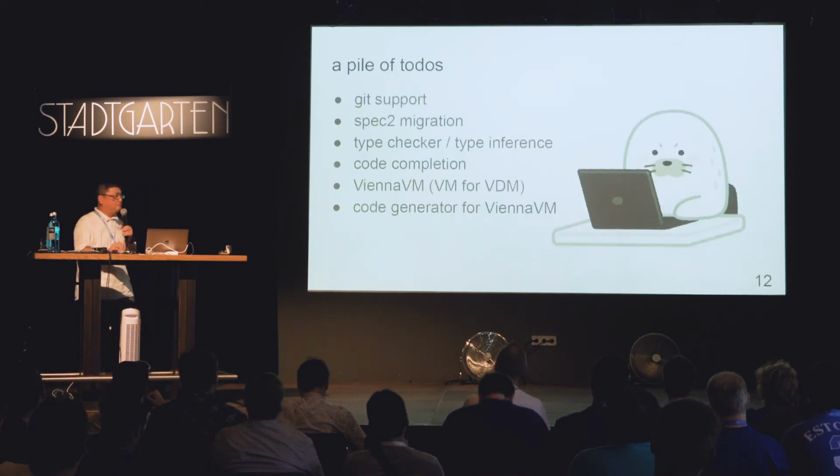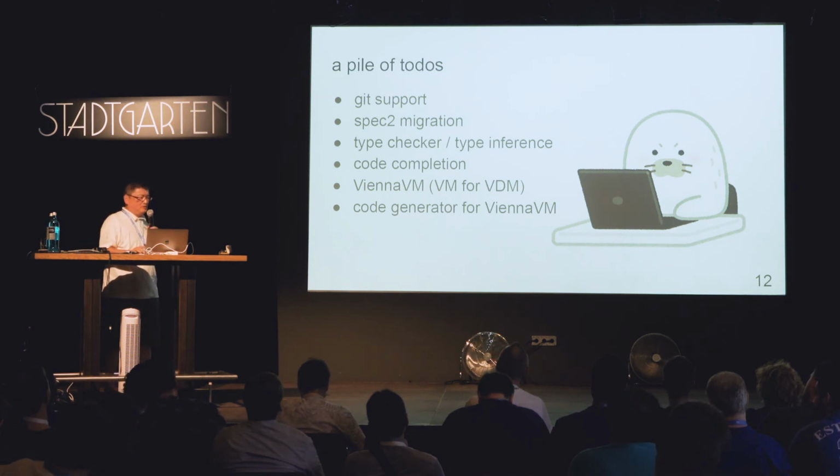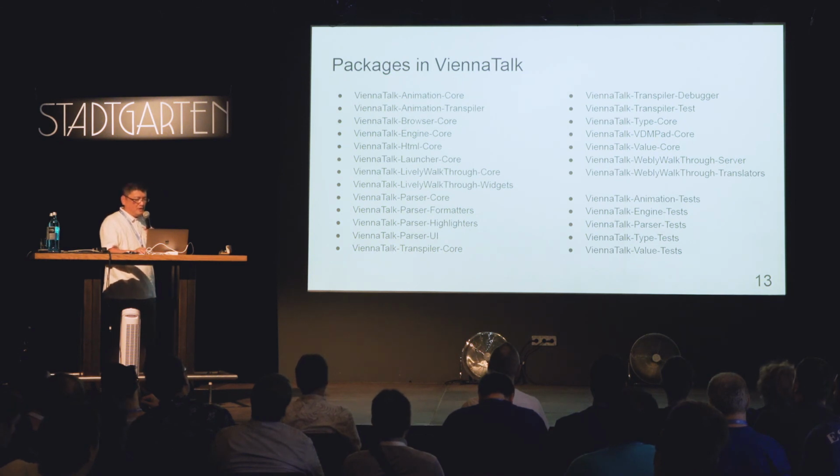And about this project, I still have a pile of to-dos. The specification document needs some Git support and migration to spec2, a type checker, completion, and those kinds of things. And this is a list of packages in ViennaTalk. And for each package, we have a few or several classes.